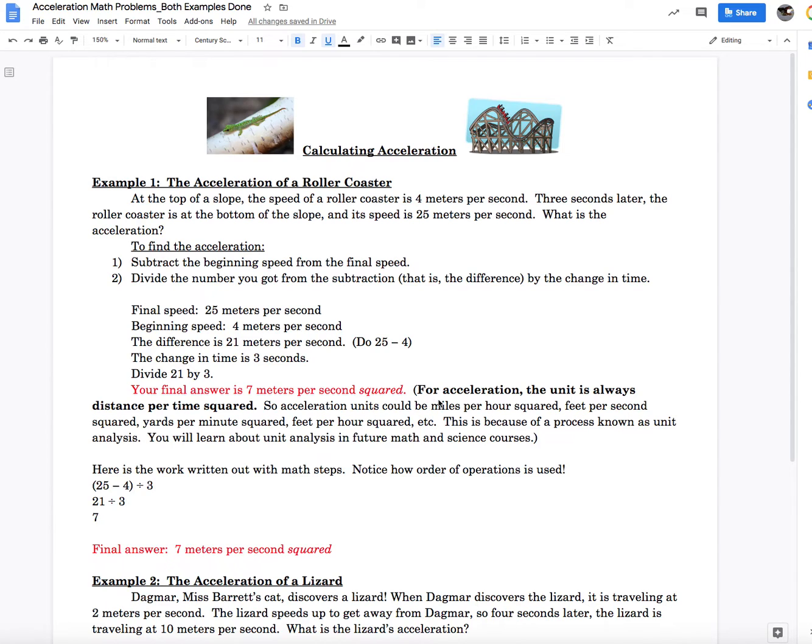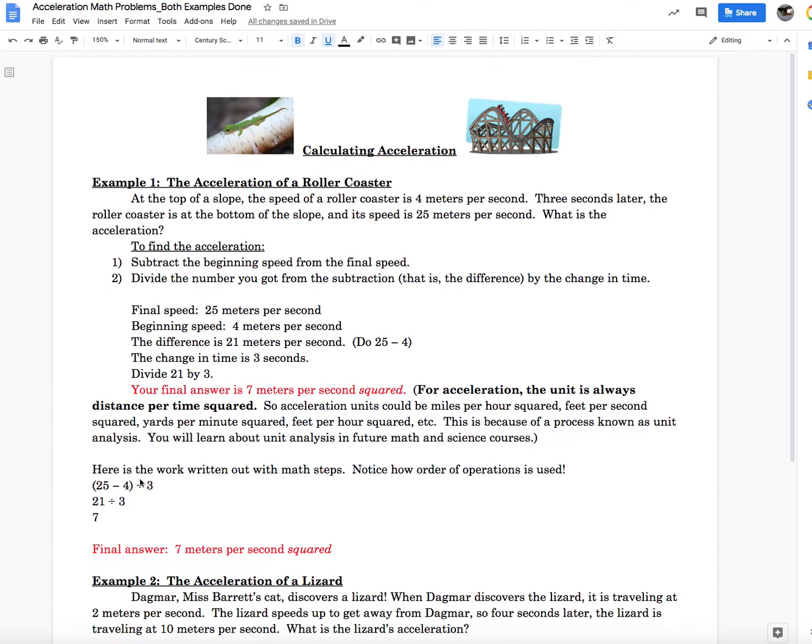For acceleration, the unit is always distance per time squared. So acceleration units could be miles per hour squared, feet per second squared, yards per minute squared, feet per hour squared, etc. This is because of a process known as unit analysis. You will learn more about unit analysis in future math and science courses.